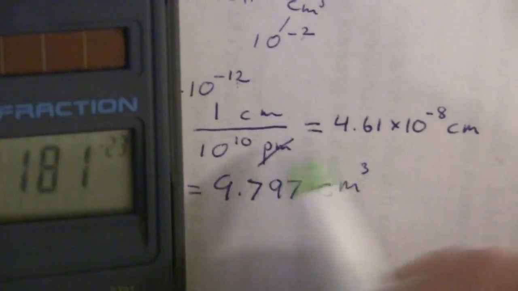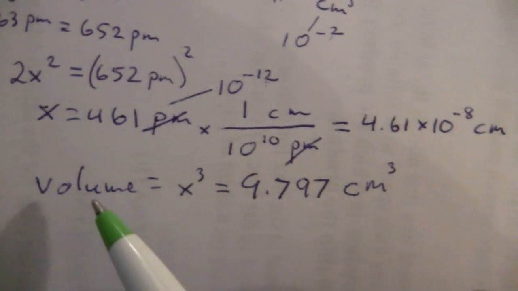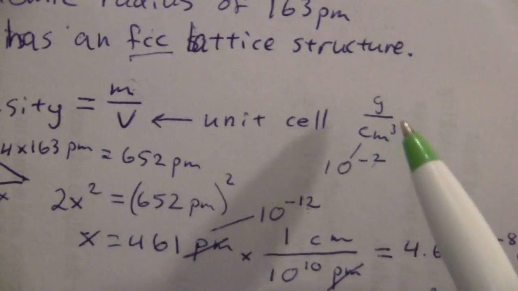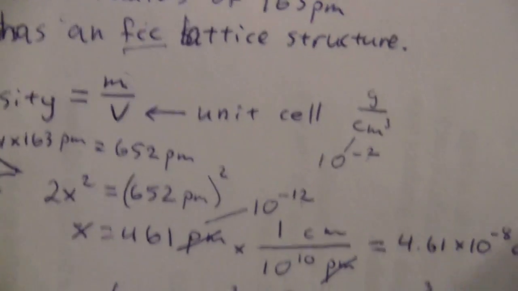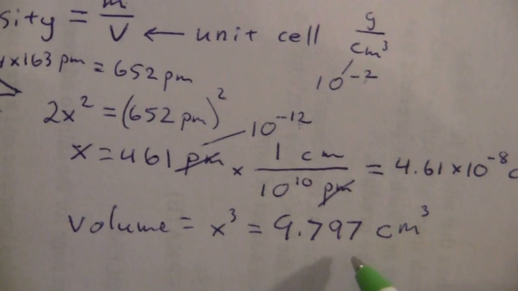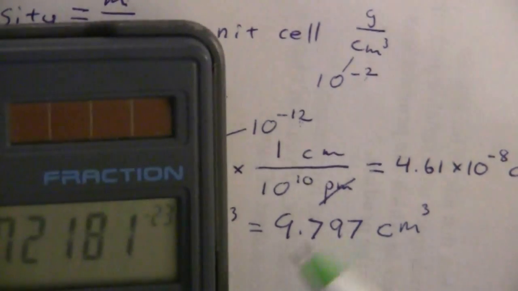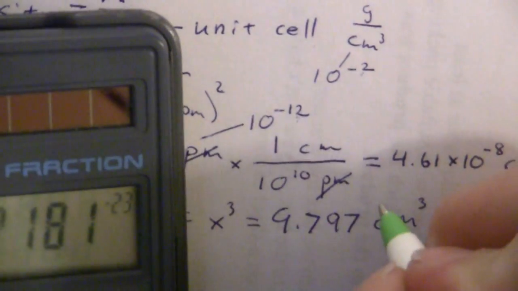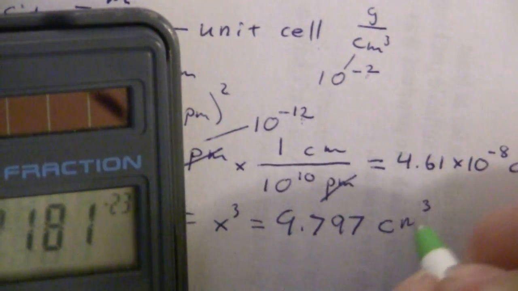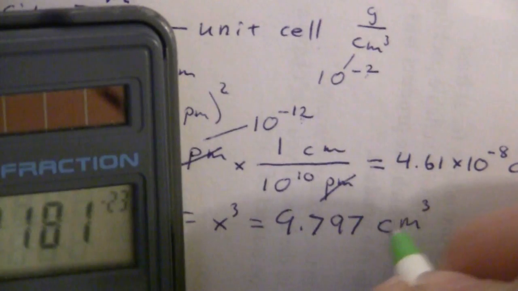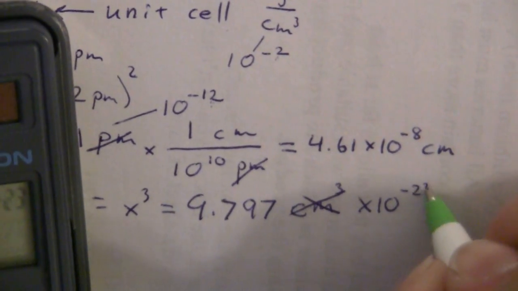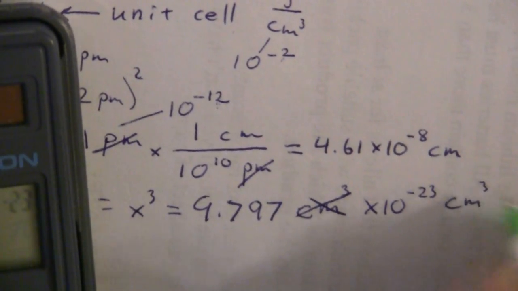Now I have the bottom part of my density equation, the grams per cubic centimeter. Now I know how many cubic centimeters. Oh, of course, this is 10 to the minus 23. It's certainly not 10 cubic centimeters there. So I'll cross this off and say times 10 to the minus 23rd cubic centimeters.